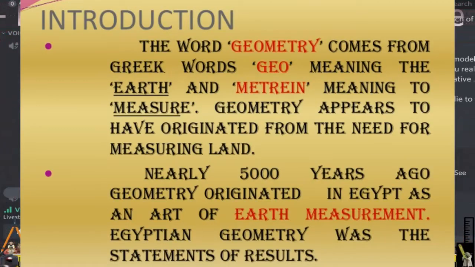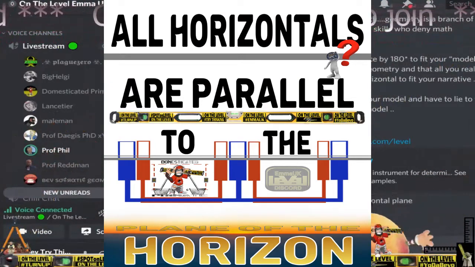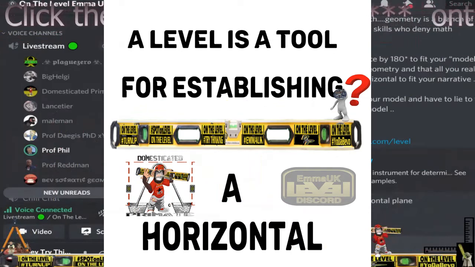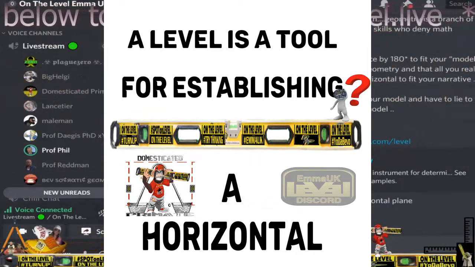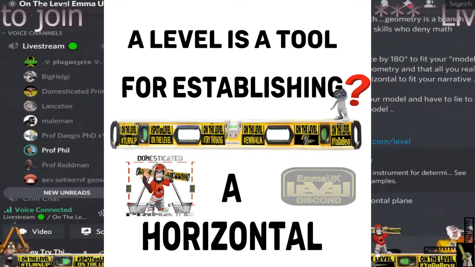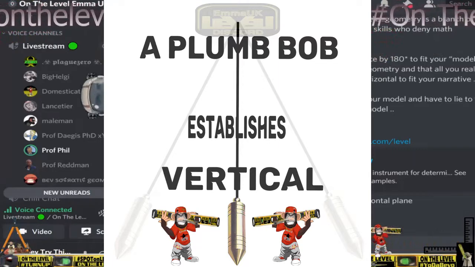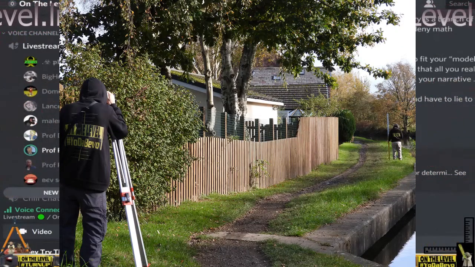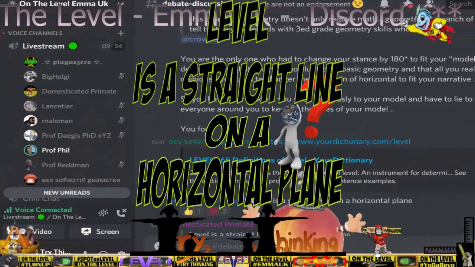Because we're doing geometry, which is geo, earth, metra, measurement, earth measurement, and the definition of level is horizontal. So when we make our measurements of the earth, we use a tool called a level to establish a horizontal plane of reference, and we can measure a vertical distance from that. That's what surveyors do. So it helps to have a meaning that is understandable, when we say level is a straight line on a horizontal plane, that's a straight line.